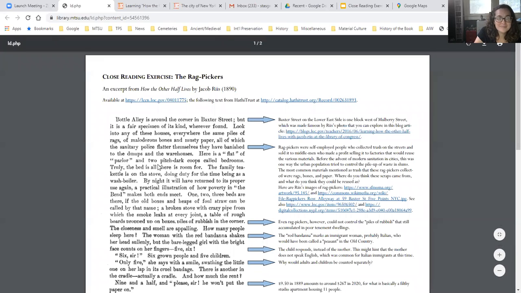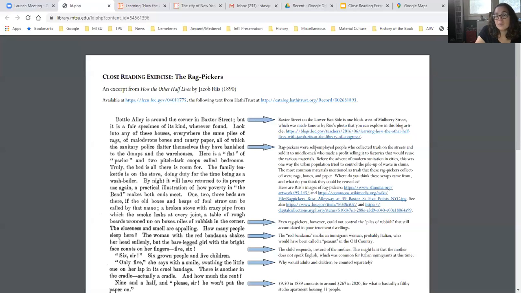Back to the text. So look into any of these houses, everywhere the same piles of rags, of malodorous bones, and musty paper, all of which the sanitary police flatter themselves they have banished to the dumps in the warehouses. So Riis doesn't explain what rag pickers are because I think he assumes that his audience already knows. So I explain it here in this marginal note.